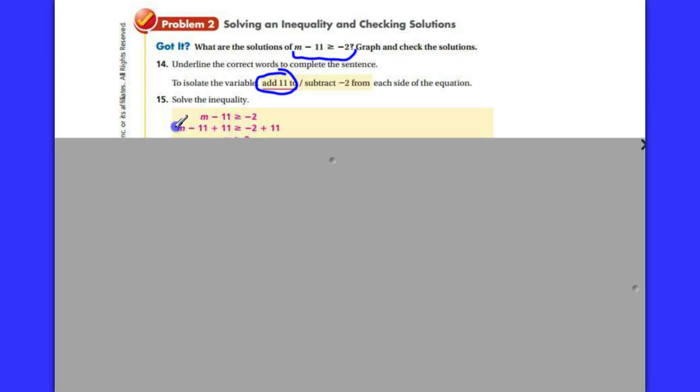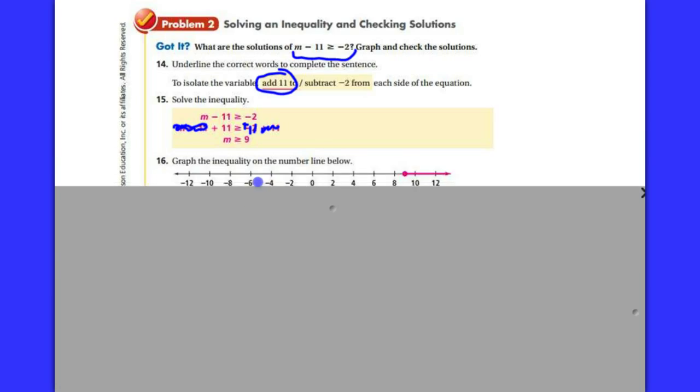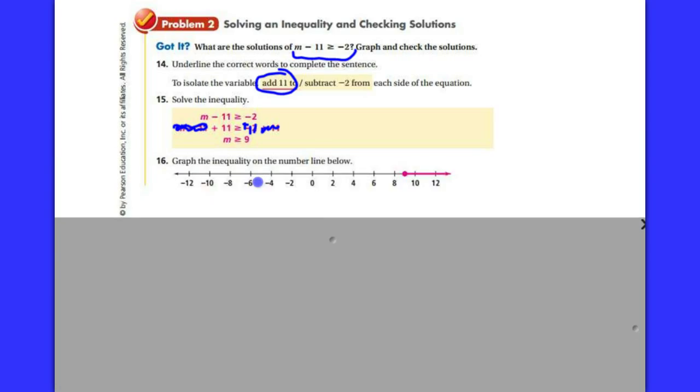Now, I got this out of the book, and I'm actually okay if you just write plus 11 underneath, and then work it out. You see the 11, you go plus 11 on that side if you did it my way. That's 0 right there, so you're left with m is greater than or equal to 9. And then it says graph the inequality on the number line below.